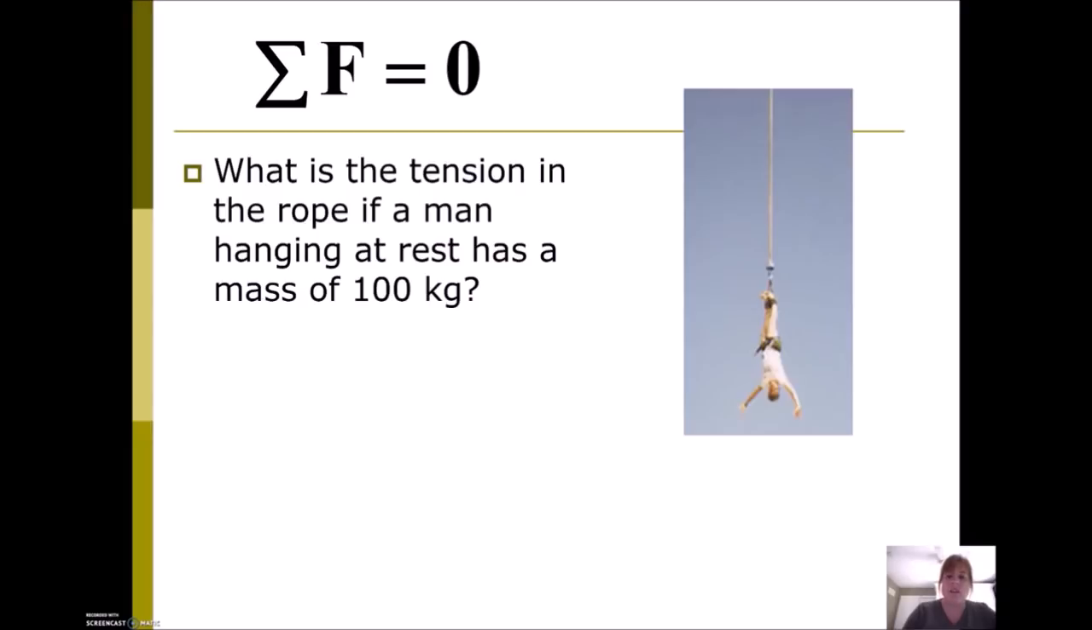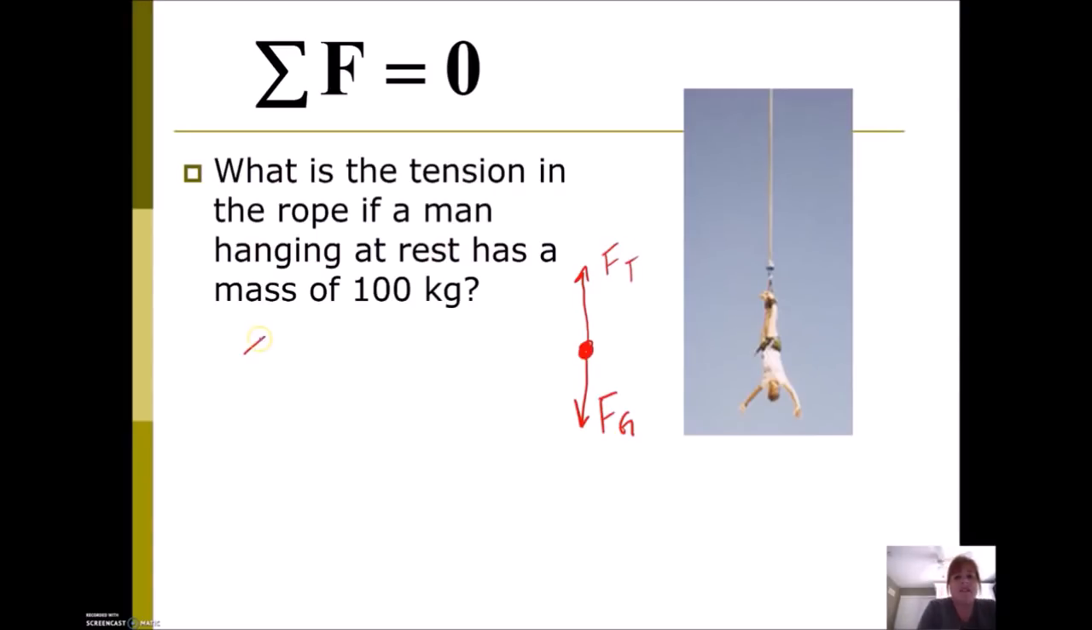Well, like I said, first thing we're going to do is draw a free body diagram. So we have his weight down, right? Force of gravity. I should write force of gravity. Sometimes I write mg, which is totally fine. And we have the force of tension up.